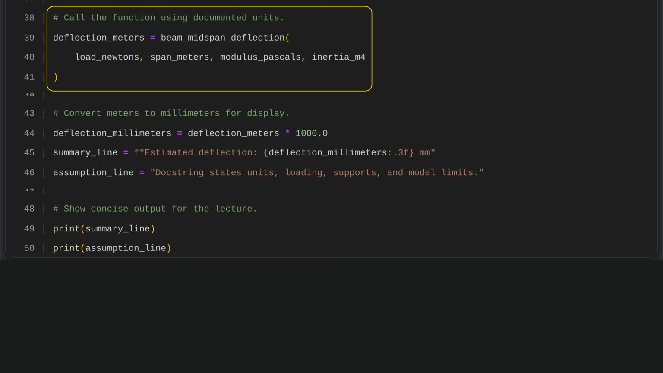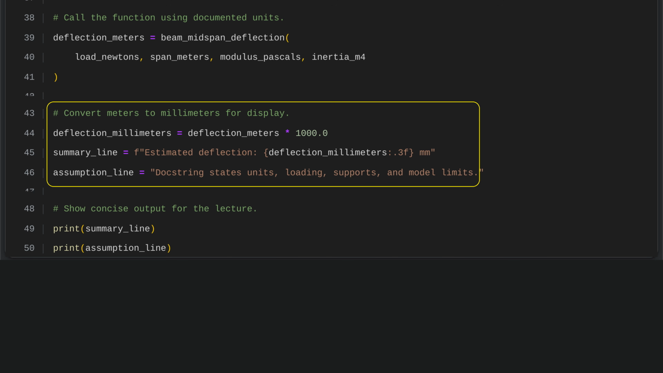The code converts the calculated deflection from meters to millimeters, which is more suitable for small values. It then formats the result to 3 decimal places for clear display, and adds a short reminder of the main assumptions, including units, loading, supports, and model limits. Together, these lines make the output easier to present in a lecture or report.